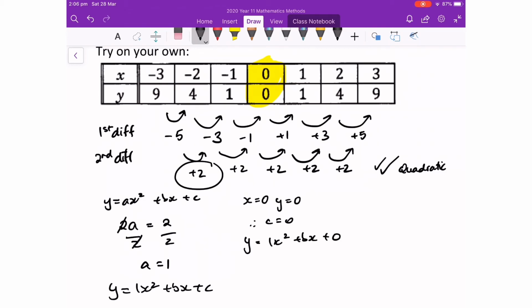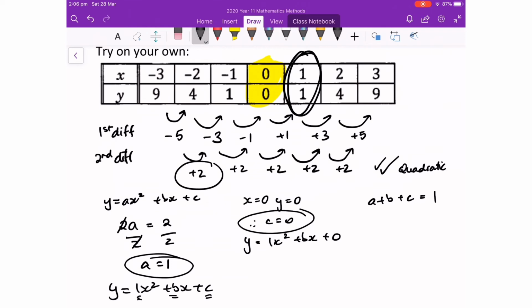Okay, now I'm going to find b. I'm going to check what my coordinate is when x equals 1, my y equals 1. And I know that a plus b plus c, the coefficients of all these variables, are going to equal 1. So I'm going to substitute what I know so far. I'm going to substitute this number in and this number in. So I'm going to go 1 plus b plus 0 is equal to 1. So I basically have 1 plus b here. I'm going to take 1 from both sides, and that cancels out. I'm going to have b equals 0.